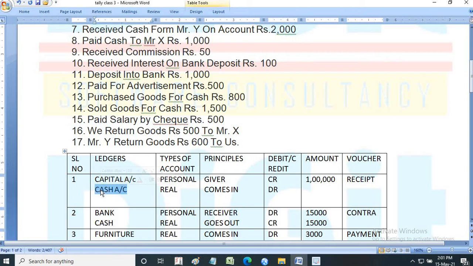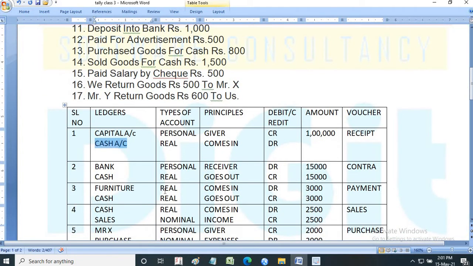And if you remember, I told you this cash ledger by default we find there in Tally software. We need not create any ledger twice. Only once we will create. At the time of showing you the practical in Tally, I will show you how to create these ledgers also, but right now you just see how to find debit credit.